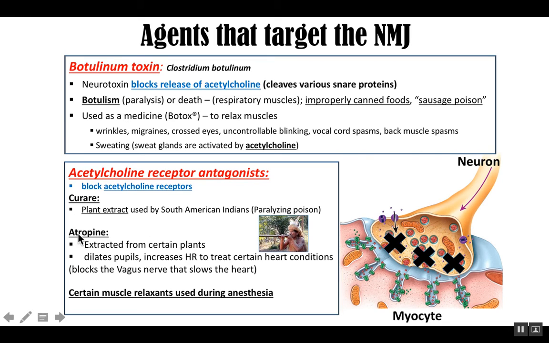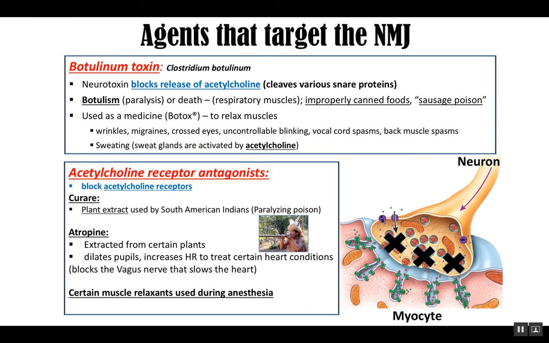There's another drug called atropine, which was identified in plants as well. It's used as a drug that will cause dilation of pupils by causing relaxation of the iris. It also will increase your heart rate and can be used to get the heart beating again.